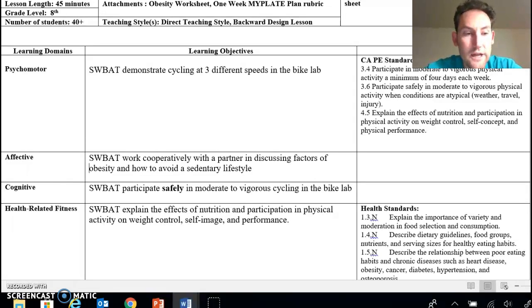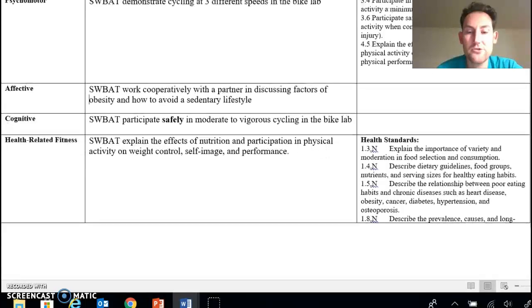In the physical education class, I added a health-related fitness learning objective. I took three standards from the California PE standards, and I was able to narrow down to five health standards.